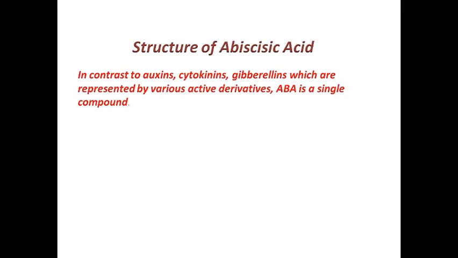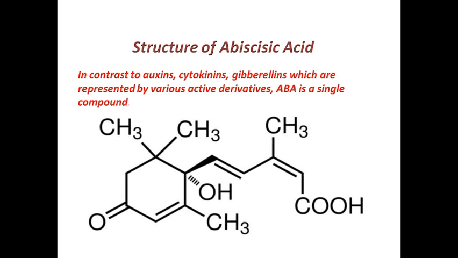Now coming to the structure of abscisic acid. In contrast to auxins, cytokinins and gibberellins, which are represented by various active derivatives, ABA is a single compound. It does not have many active derivatives, and the structure of the compound is this, and its molecular formula is C15H20O4. Fine, I hope I am clear here.